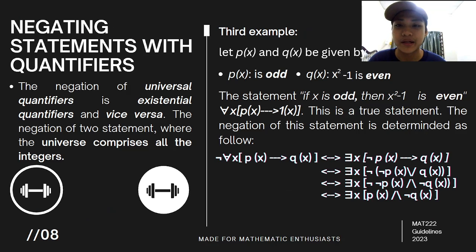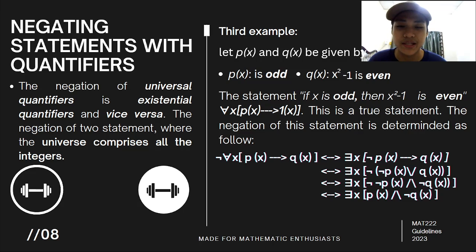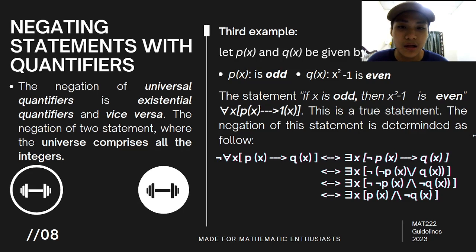And this is my part, negating statements with quantifiers. The negation of a universal quantifier is an existential quantifier, and vice versa. The negation of two statements, where the universe comprises all the integers. And this is an example.